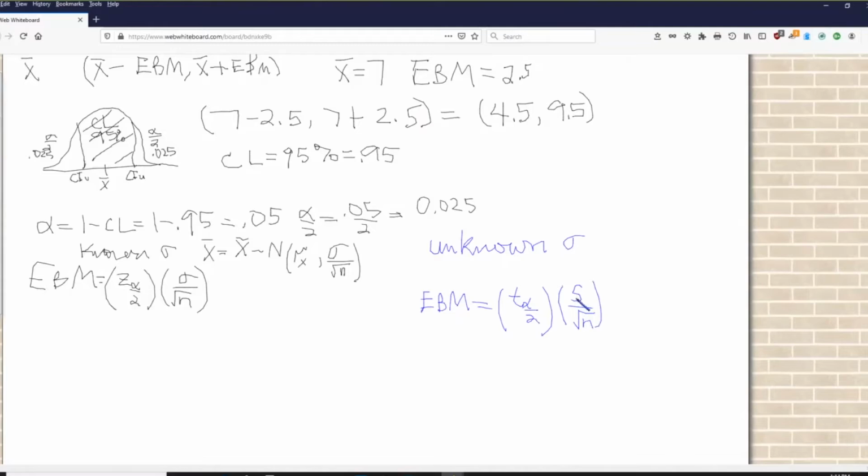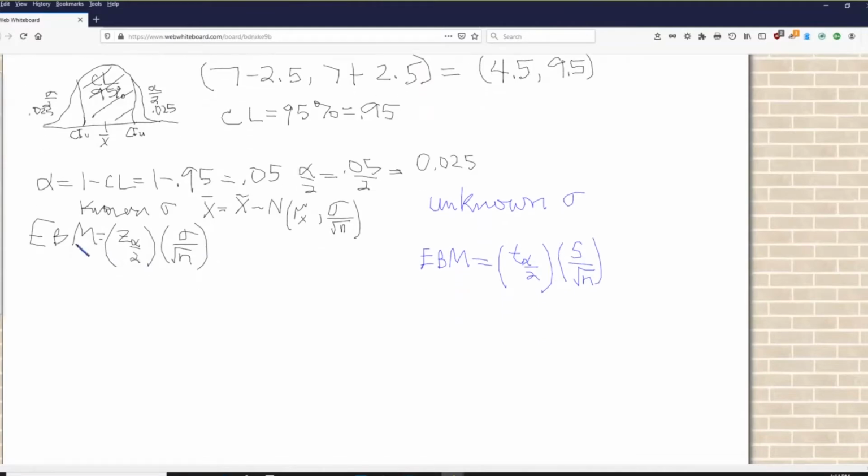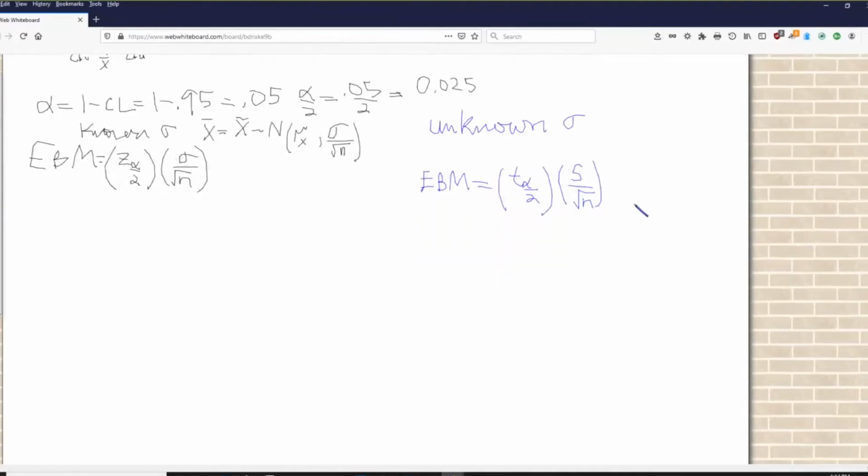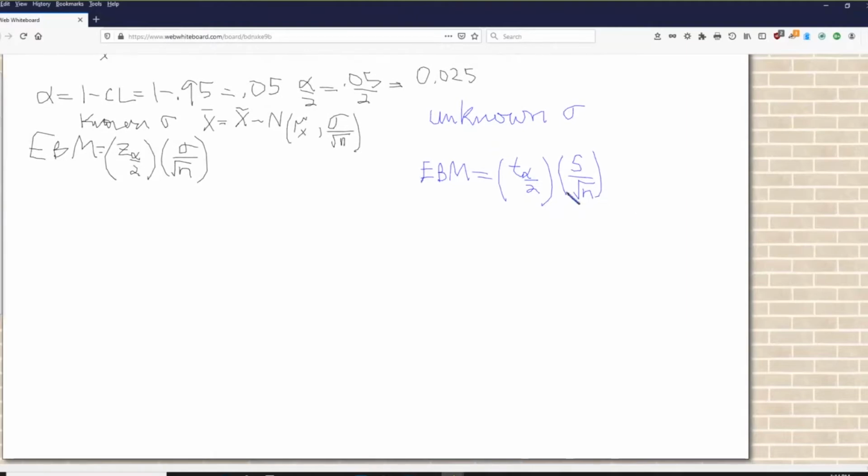So these are the two formulas for finding the error bound of the mean, whether you have a known population standard deviation or an unknown population standard deviation. Now, these are connected to our confidence intervals.